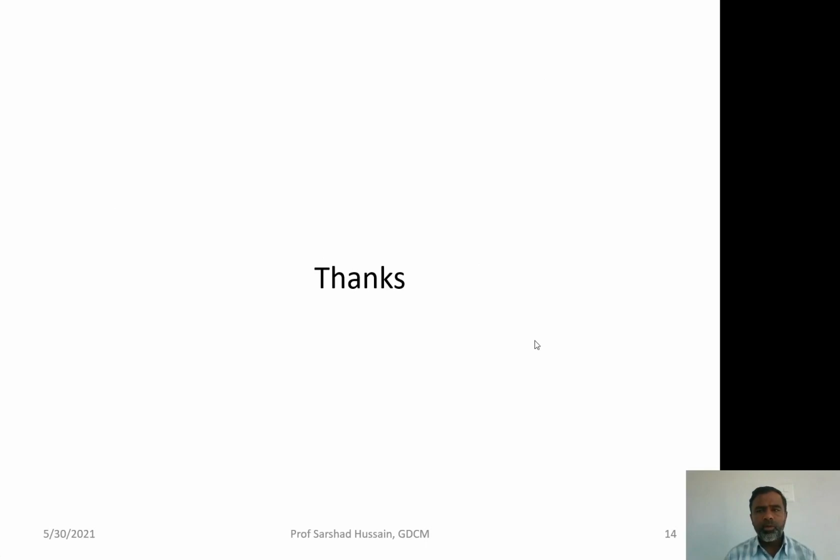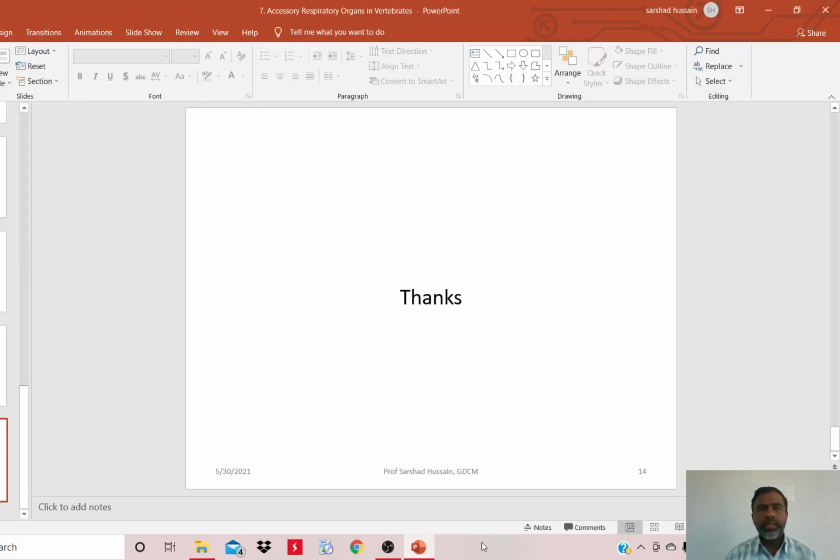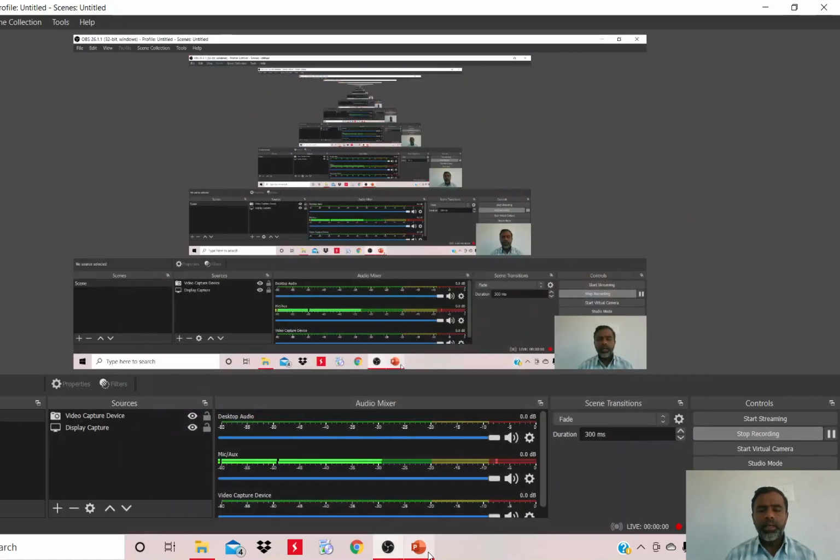This is all about the accessory respiratory organs in the animals, in the vertebrates, in the form of the air sacs and the swim bladder.